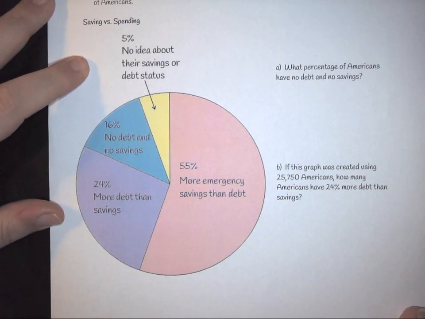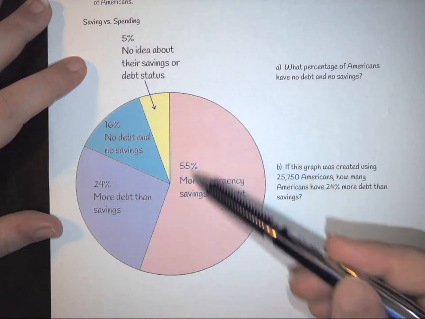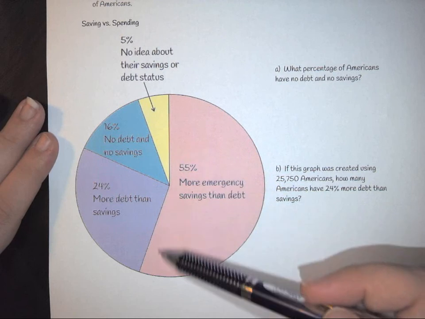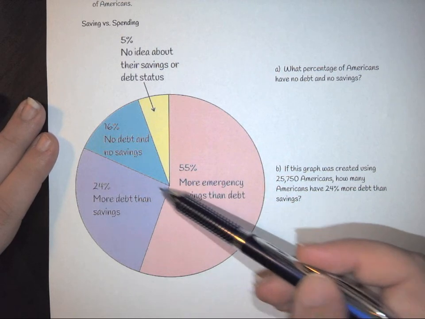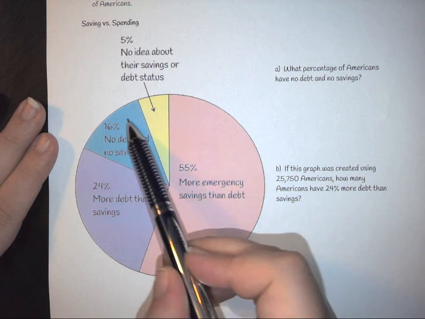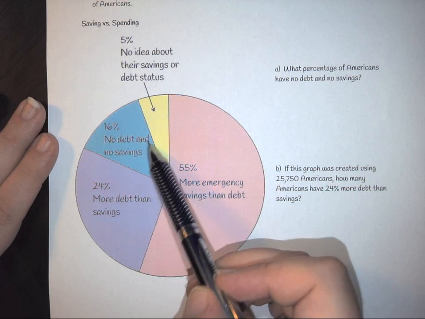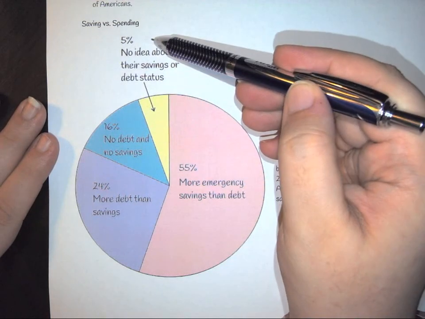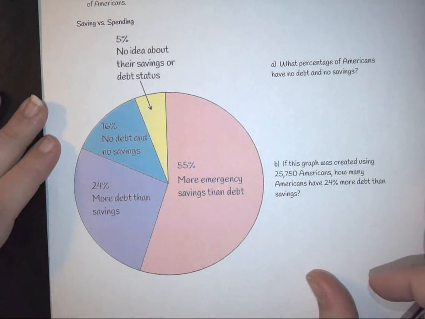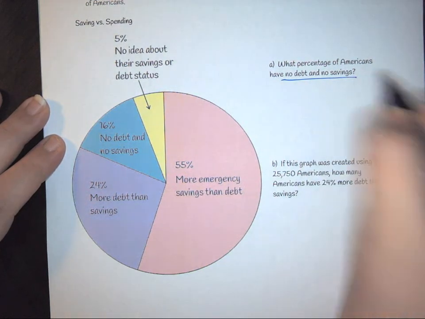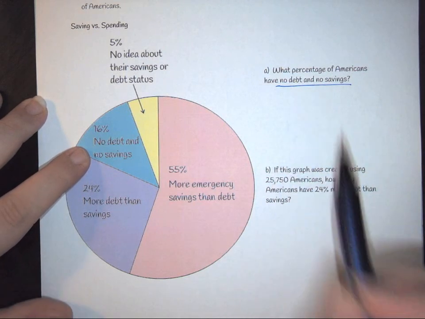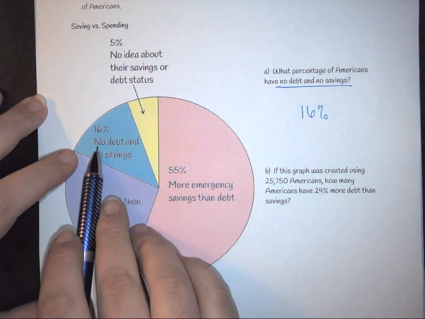So here we have this broken out. So this big giant pink area is 55%, and it's relating to more emergency savings than debt. So this would be 55% of Americans. The purple area here says that 24% of Americans have more debt than savings. Over here we have 16% have no debt and no savings, and this yellow area here is 5%, and that represents no idea about savings or debt status. Okay. The first question says, what percentage of Americans have no debt and no savings? It is just as simple as picking it out, matching what I'm asking for to the title of the piece of the pie. And this would be 16% have no debt and no savings.